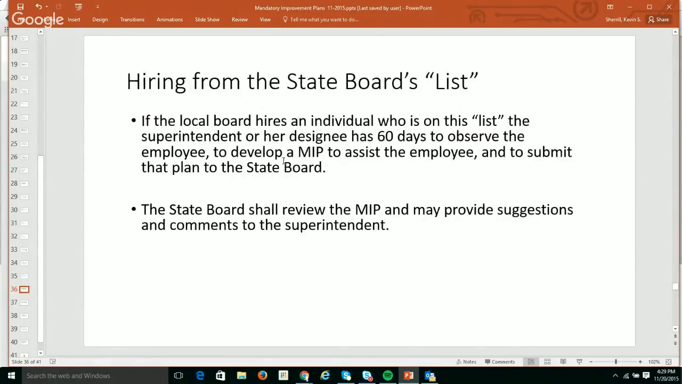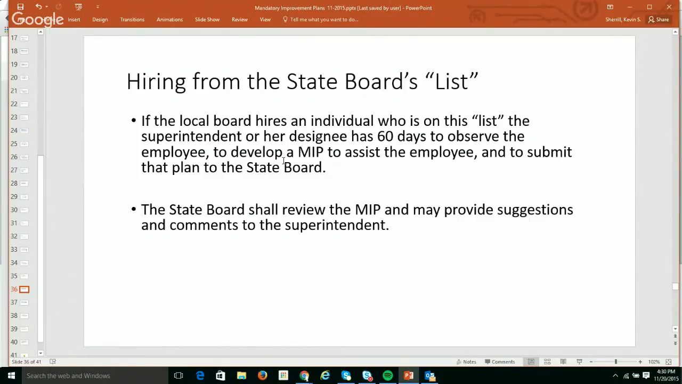If we want to hire somebody on what we'll call the list, the person comes into our district on a mandatory improvement plan. So what it says is if the local board hires an individual who is on the list, the superintendent or designee has 60 days to observe the employee, to develop a MIP to assist the employee, and to submit that plan to the state board. It's interesting because it doesn't say, well, what if you observe the employee and the employee's great? What does the MIP need to say? Well, nobody said that. They're just assuming you're going to observe the employee and the employee is terrible. That's the clear assumption from the way the statute's written. But that's what it says.